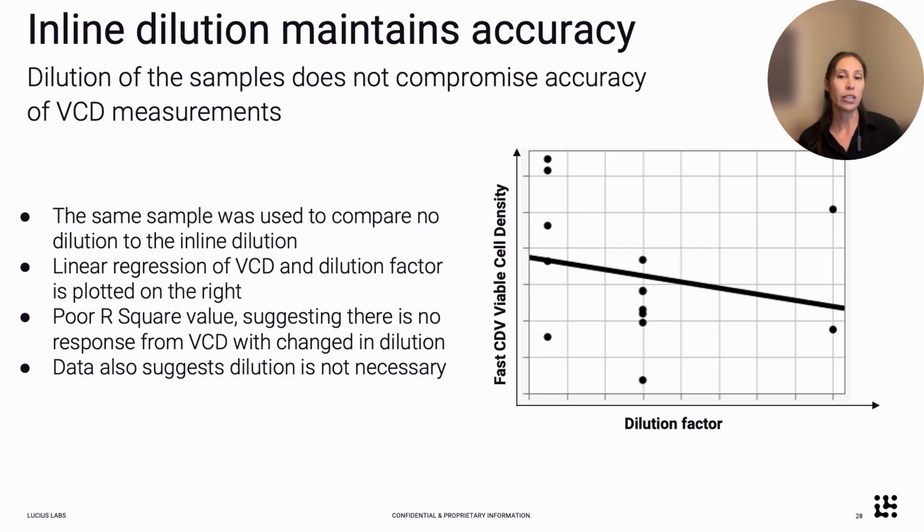So we can accurately rely on both the dilution factor and no dilution for the densities that we tested. This is really nice, as it does speed up a lot of the processes where we don't have to consider if the cells need to be diluted, but even if we did, there would be really accurate measurements using the inline dilution option from the FAST CDV.